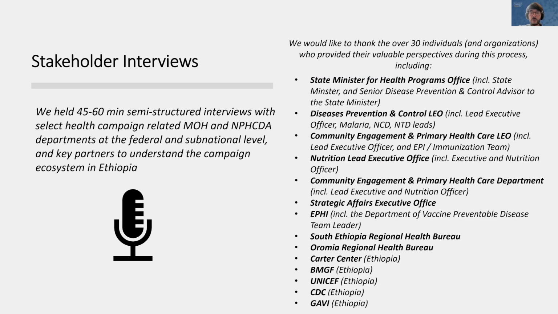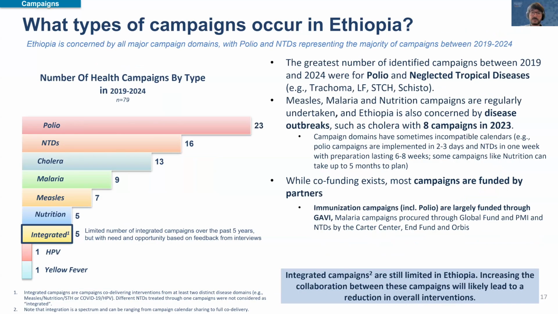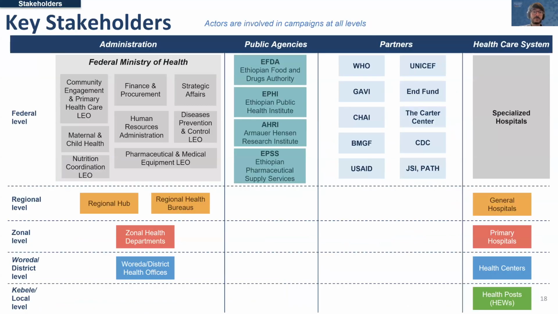The snapshot of the campaigns can look something like this, with a compilation of the number of campaigns, where they happened, and what type of campaigns have been undertaken in the past couple of years. For example, in Ethiopia, we saw that NTDs and polio were the major domains, and that integrated campaigns were limited. This, of course, will depend on your country. We have also included an example of what stakeholder mapping could look like for Ethiopia.